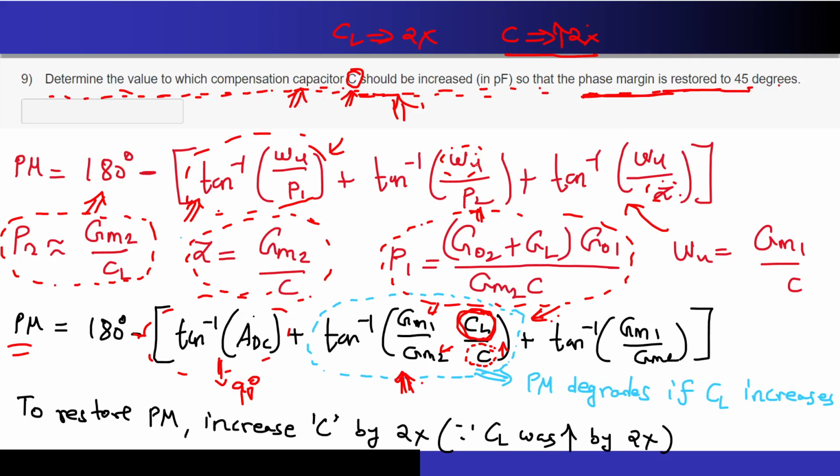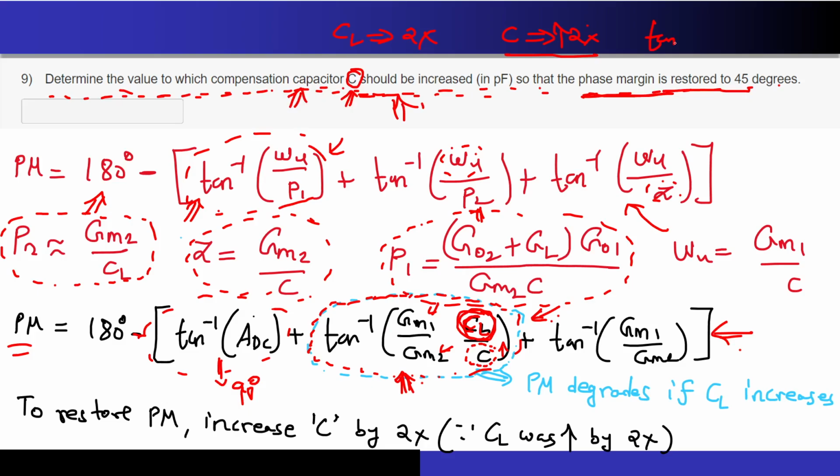Correct? So to represent this equation in terms of CL, this omega U, P2, P1 and 0, I have to substitute their equations. The moment you substitute these equations, you have brought your phase margin as a function of CL, C, GM1 and GM2. Correct? Now what you can see, this particular part contains the CL as well as the C. So now if you increase your CL, correct?